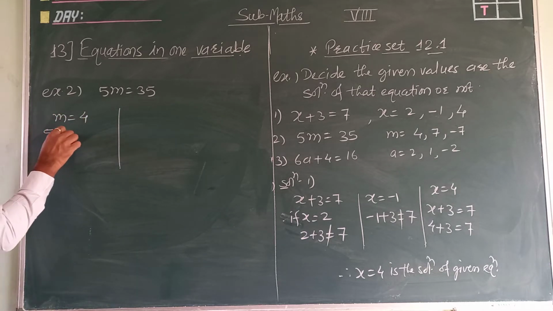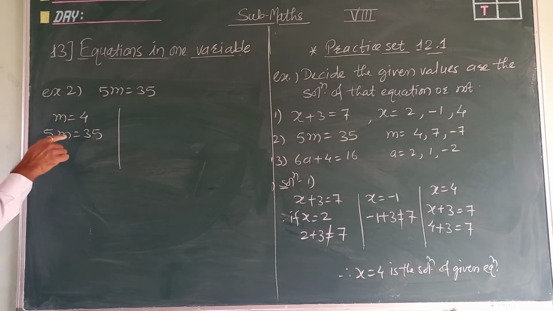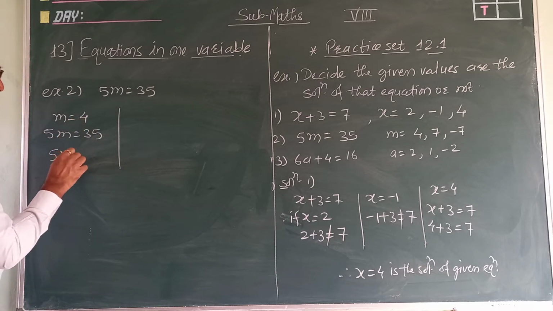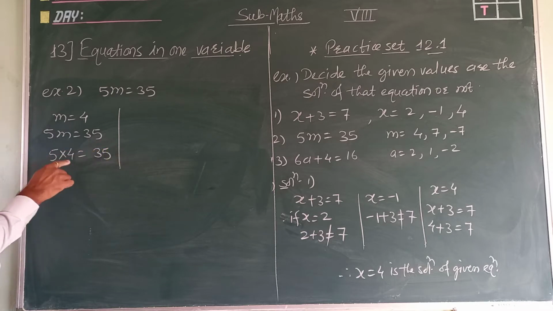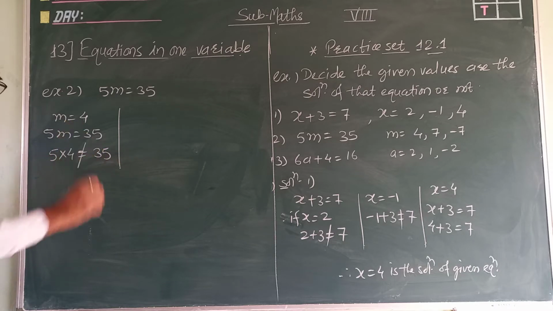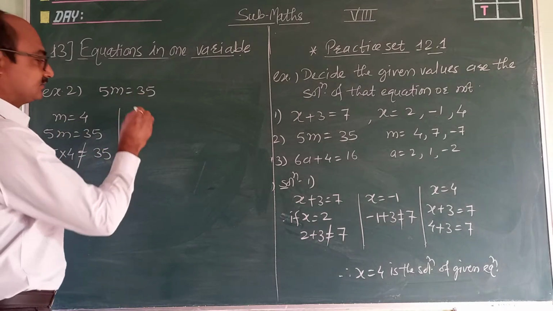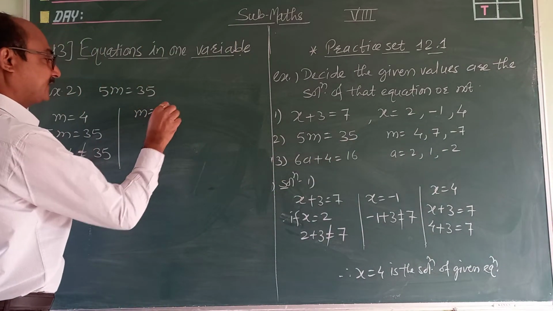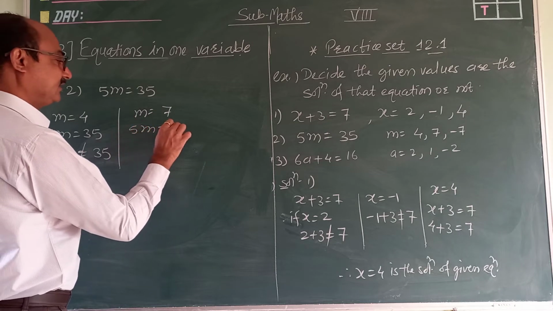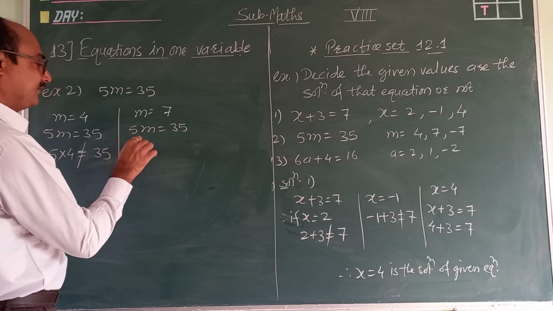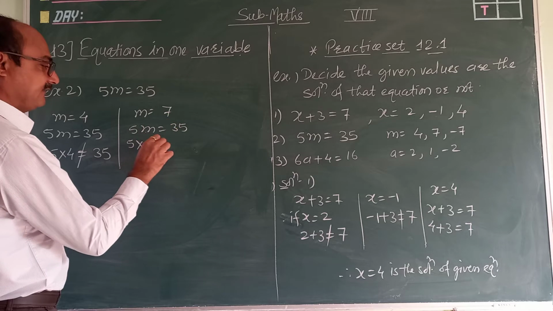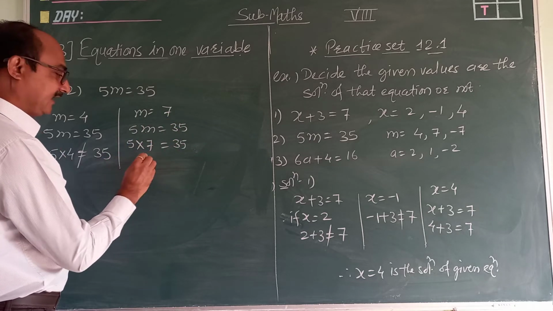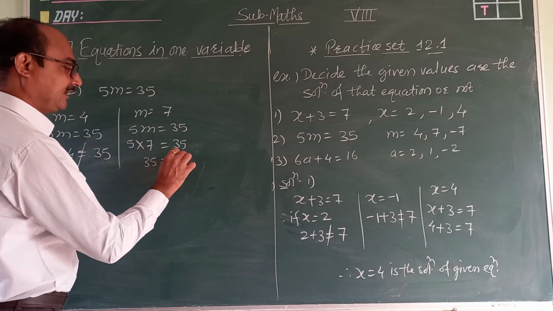So 5m is equal to 35. Now this 5m means m is multiplied by this 5. So 5 multiplied by 4. Can we say this is 35? No, not equal. 5 fours are 20. So next value we take m is equal to, suppose, 7. So 5m is equal to 35. 5 multiplied by 7. So can we say? Yes, this is equal, 35 equal to 35.